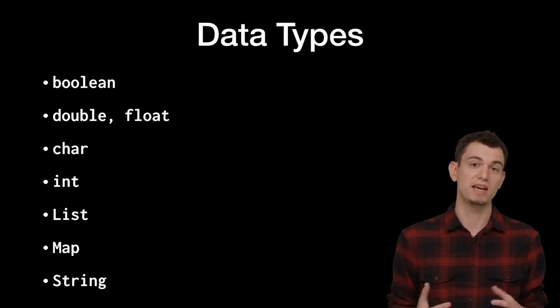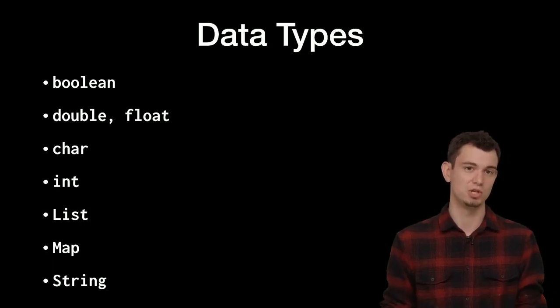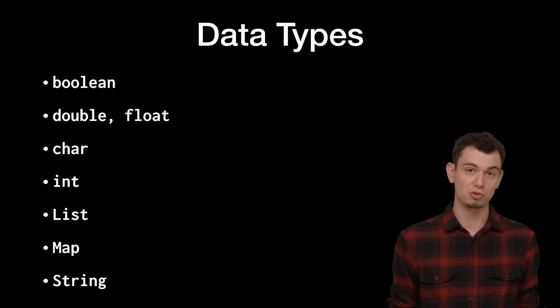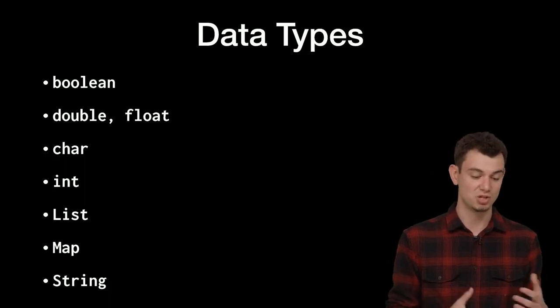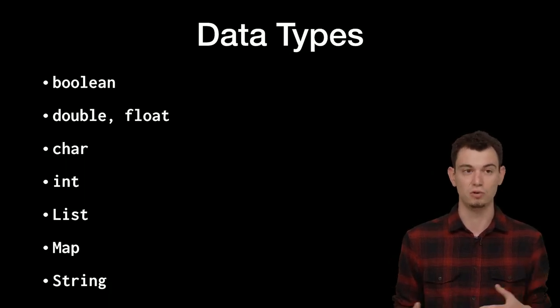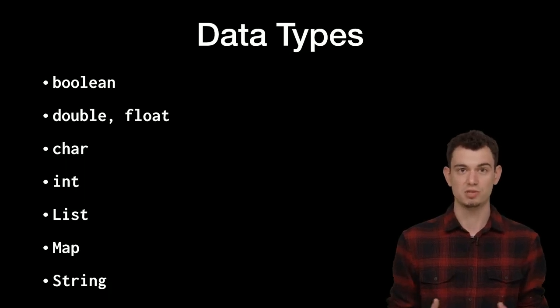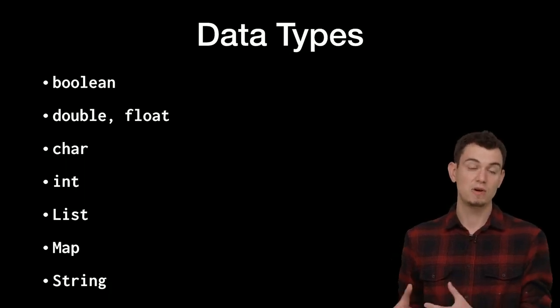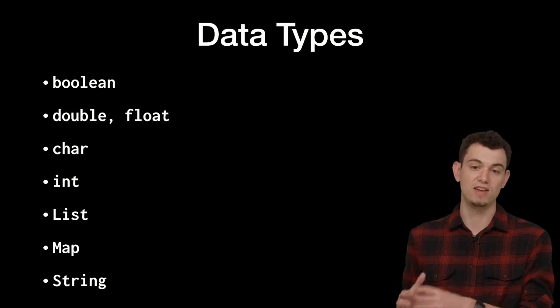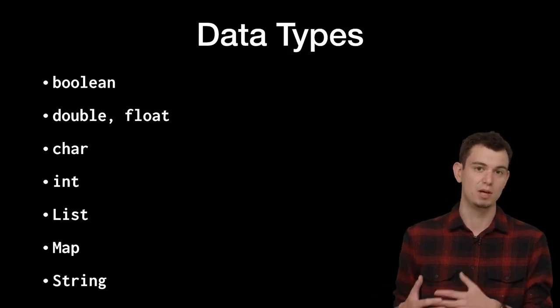Let's start by first looking at all of the data types available in Java. Some of these probably look really familiar. Much like in C, Java has int and char, double, float. All that stuff that you're familiar with is supported in Java. And Java also has a whole lot of more advanced data types like list and map that we'll get into in a bit.